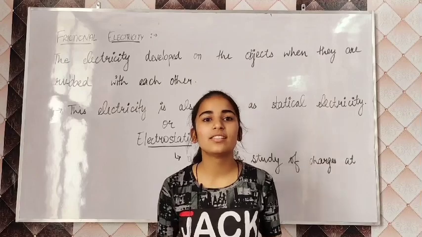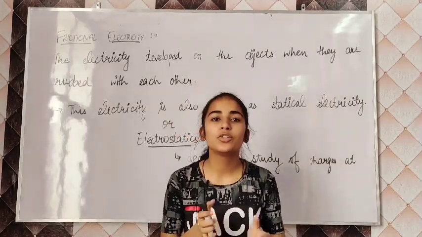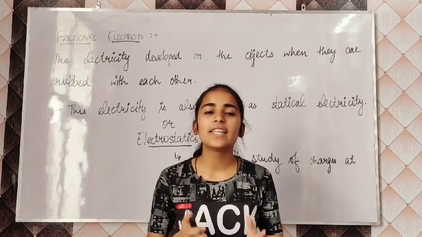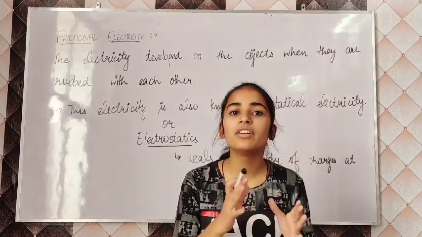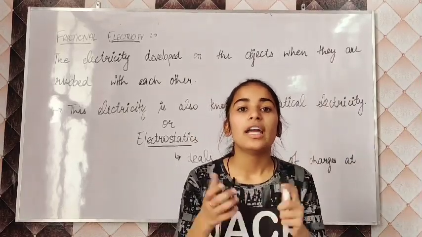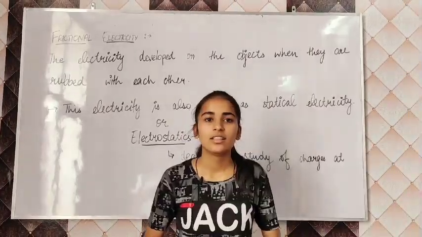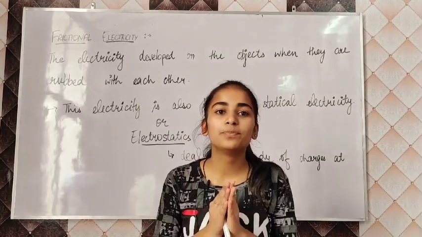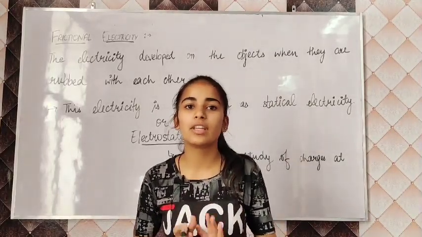A question arises: how is it produced? A charge is produced by rubbing two unlike objects. Let's take an example like amber and wool. When amber is rubbed with wool, amber acquires a property of attracting objects like small bits of paper. Electricity produced on both the objects while rubbing is known as frictional electricity.